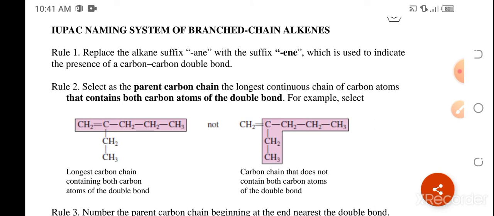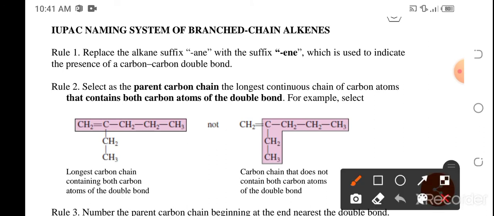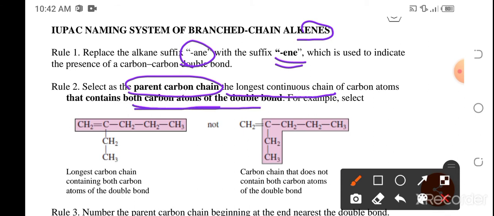What is new with the naming system is that instead of using A and E, just like the one we did for alkane, this time we are using E and E to denote that there is the carbon to carbon double bond. And in choosing the parent chain, it should satisfy two requirements. Not only that it is the longest chain, but also it bears the two carbon atoms or all the carbon atoms that contain the double bond. So it's not, hindi na lang siya longest. Rather, longest na naisama ang lahat ng carbon atom na may double bond.